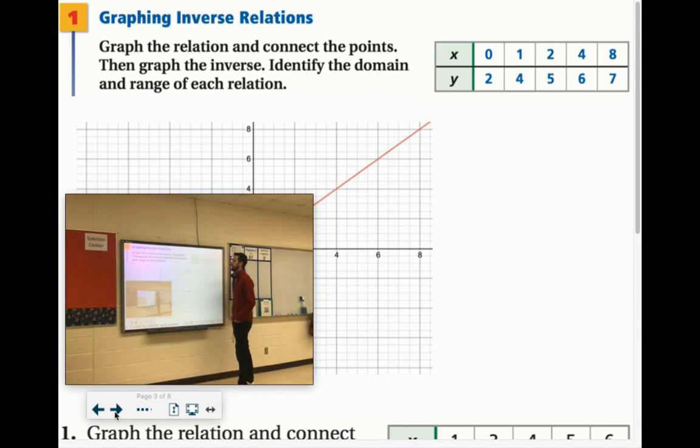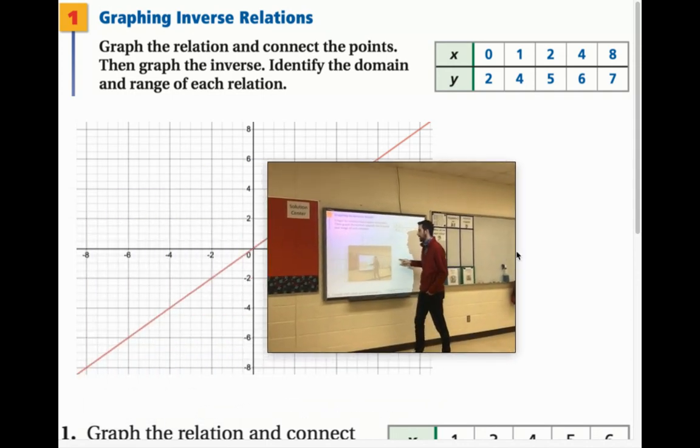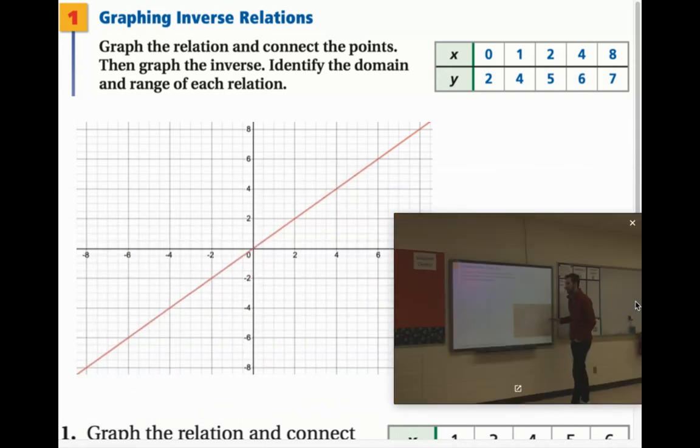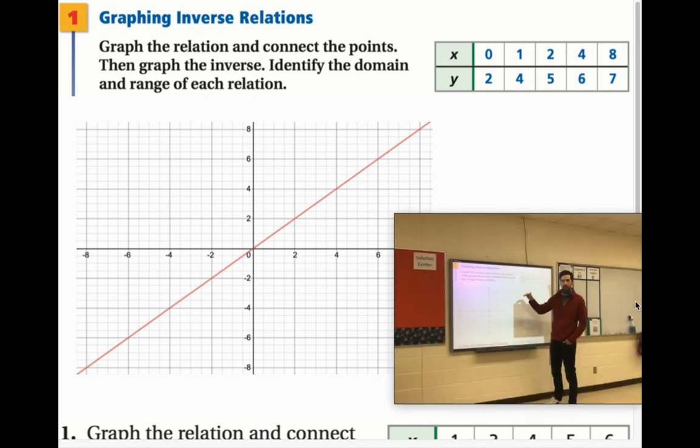Graph the relation and connect the points, then graph the inverse. Identify the domain and range of each relation. So that's a lot of stuff. That's a lot of words here. By the way, this red line is the line y equals x.